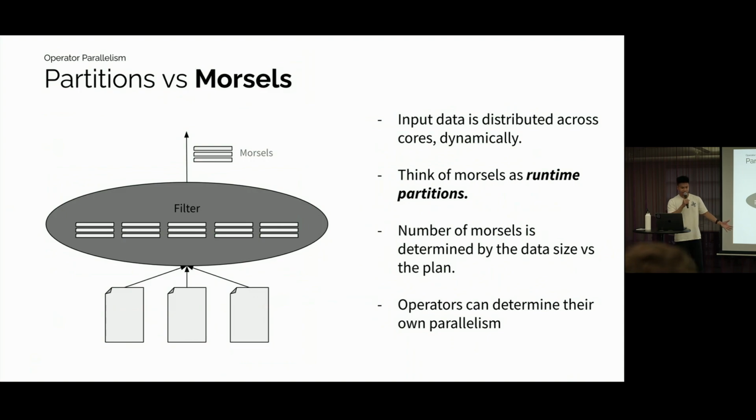The other paradigm is called morsel-driven parallelism, and this is something that was created by the Hyper database in Germany. In this model, partitioning is dynamic. I like to think of it as runtime partitions. We're reading from a data source incrementally, and we're creating partitions on a chunk-by-chunk basis with a predetermined chunk size. So here, parallelism is completely dynamic. It's completely determined by your data size, and operators themselves can control their degree of parallelism.